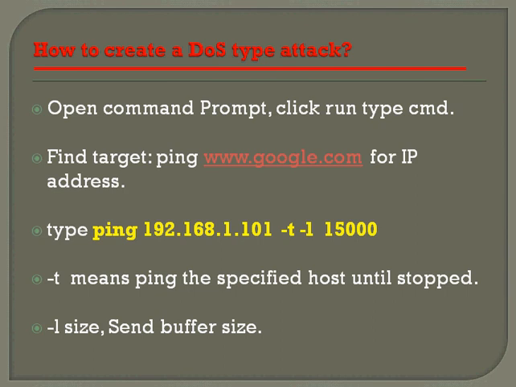Here's your basic type of DOS attack. Open up the command prompt on any Windows machine, and let's say, ping Google's address. This is your standard type of DOS attack. You ping Google's address, basically add a -t and -l and something like 15,000. The -t means ping the specific host until stopped. The -l size is the size of the buffer you're sending. I should add that most of these types of attacks can be handled pretty easily nowadays.